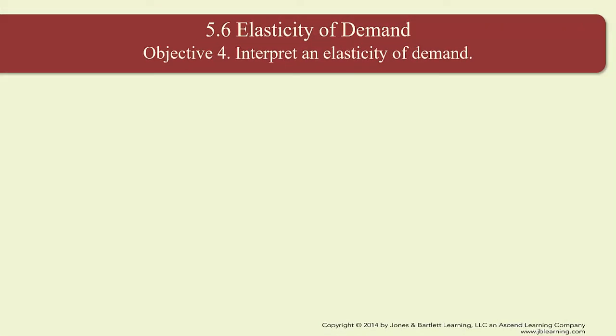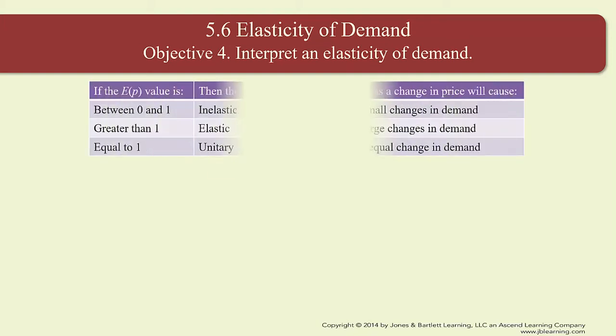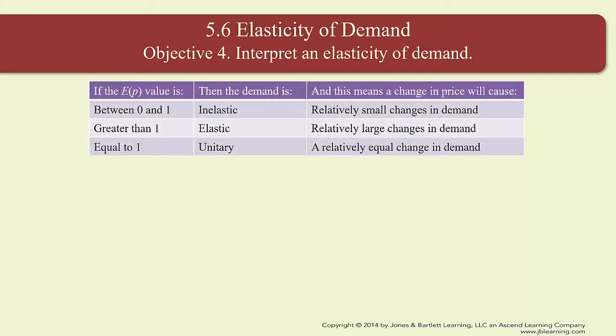All right. We've now practiced finding the elasticity of demand. And keep in mind it's a function of P, price. Let's look at this nice table that summarizes some stuff. When we know P and compute E of P, the elasticity of demand, if the E of P value is between 0 and 1, then the demand is said to be inelastic. And that means a change in price will cause a relatively small change in demand.